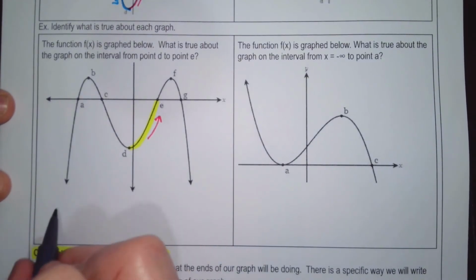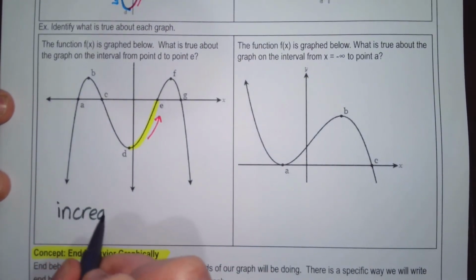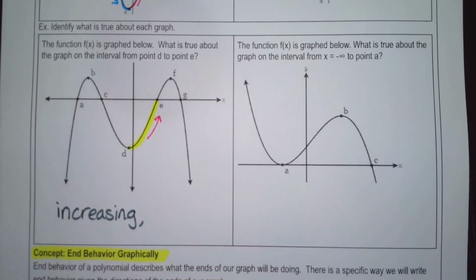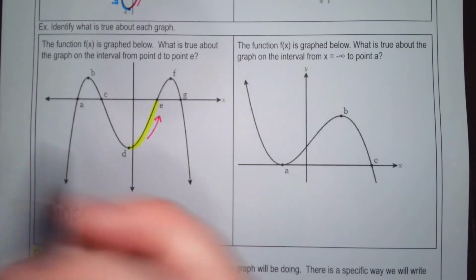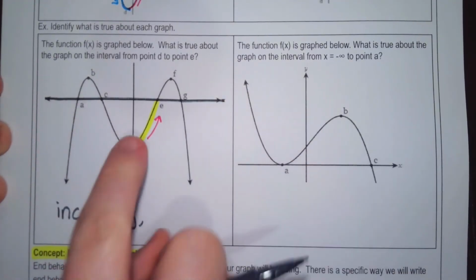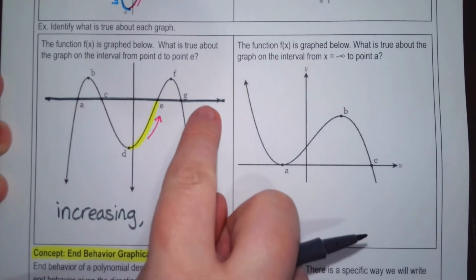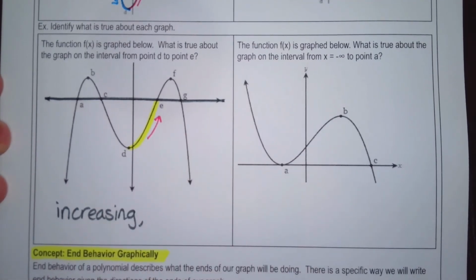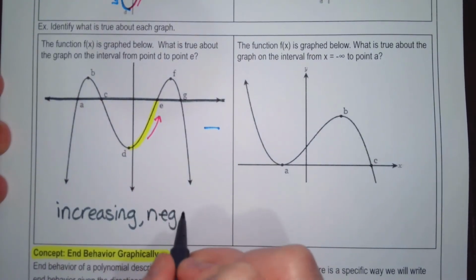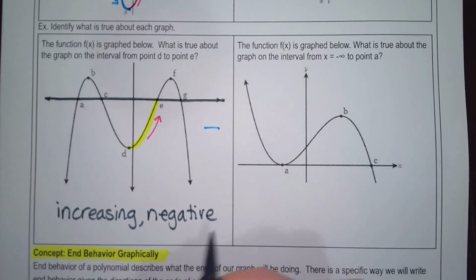So this is increasing. And now we have to determine if it's positive or negative. If we look at the x-axis here, this interval is below the x-axis, meaning it is negative. So this is an increasing negative interval.